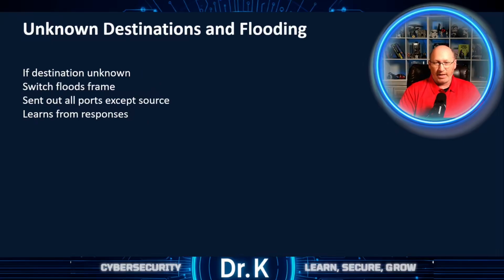If a switch receives a frame whose destination MAC address is not yet in its table, it floods the frame. Flooding means sending the frame out to every port except the one that it arrived on. When the destination responds, the switch learns its location and updates the table, reducing future flooding.